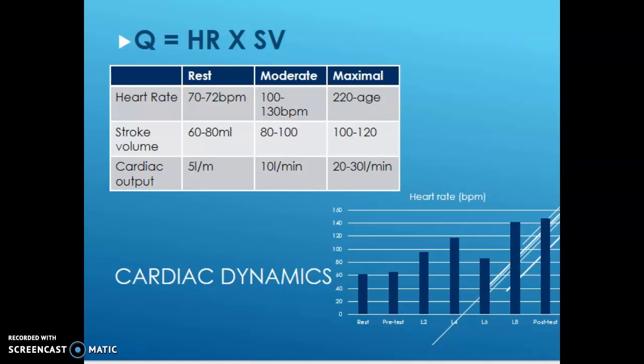Also, in the beginning of exercise, the parasympathetic stimulation is removed to allow the heart rate to gradually increase. The sympathetic nerve is then used as exercise increases, as it is an accelerator nerve and increases the heart rate even more.